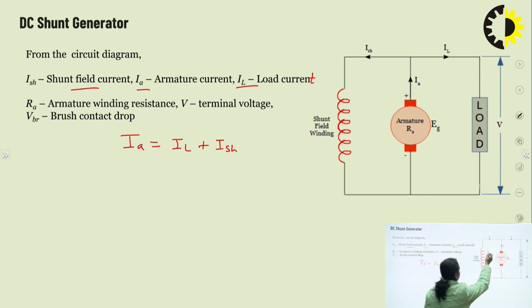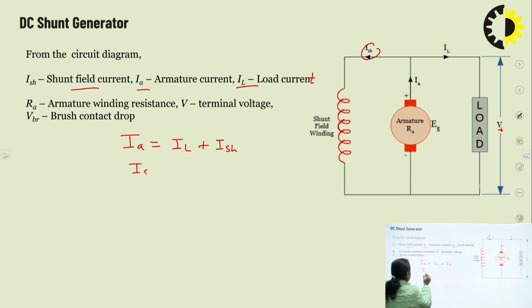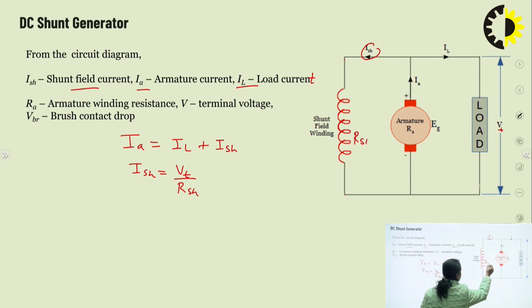And what will be the value of ISH? You can see that the voltage across this field winding is VT. So you can write that ISH is equal to VT upon RSH. What is RSH here? RSH is the field winding resistance. So ISH is equal to VT upon RSH.